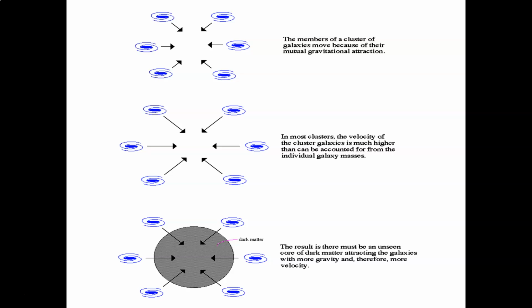So Zwicky hypothesized the following. He hypothesized that the mass of the cluster must actually be much larger than what is actually visible to account for all of the gravity that we're seeing here with the speeds of the galaxies within the galaxy clusters. So this unseen matter, if you will, that's causing all of this gravity, he gave it a name. He referred to it simply as dark matter.